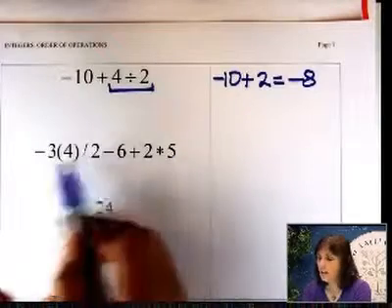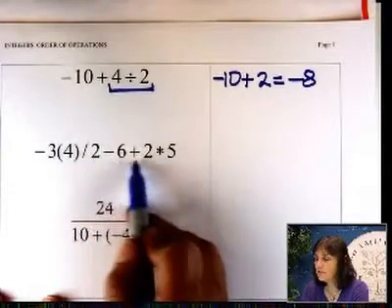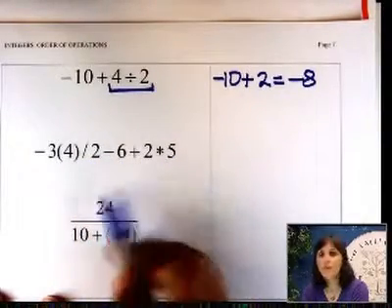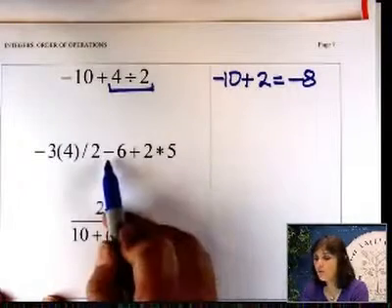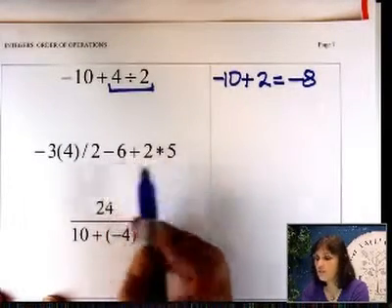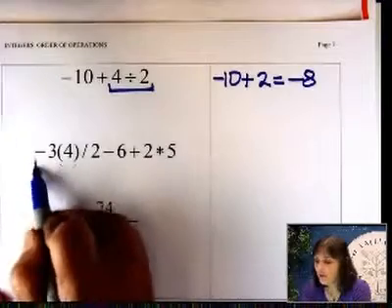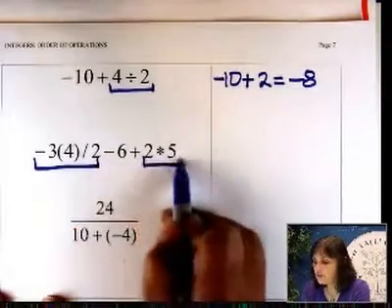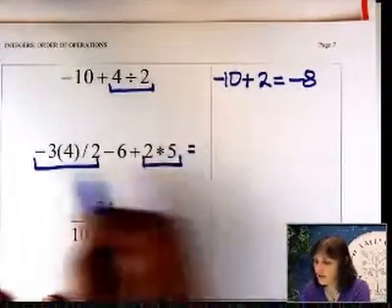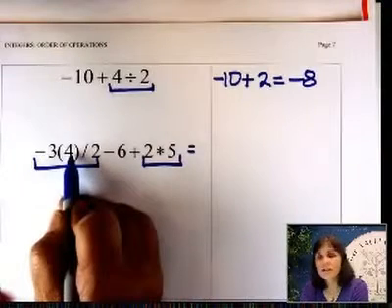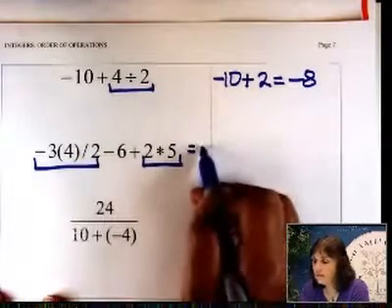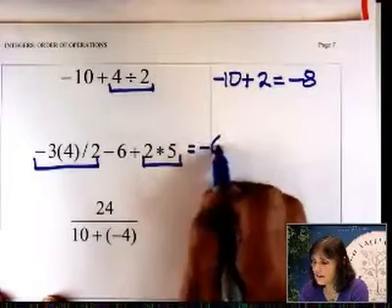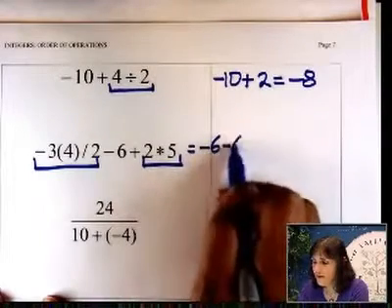Let's do this one. Multiplication, division, subtraction, addition. So I know that multiplication and division go first before subtraction and addition. But I have 3 of these guys and 2 of these guys. So I'm going to do these guys first. Negative 3 times 4 is negative 12 divided by 2. That is negative 6. And the rest, you have it.